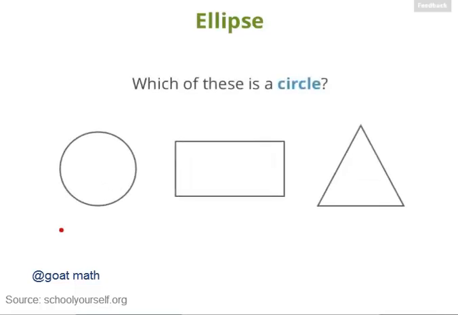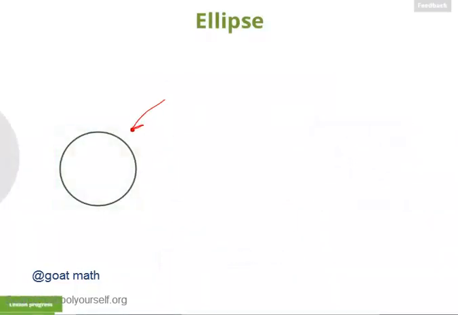Here we'll introduce a shape called an ellipse. But first, which of these shapes is a circle? To review, click down here instead. Right, this is a circle.